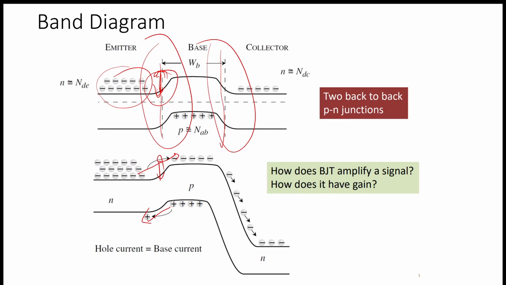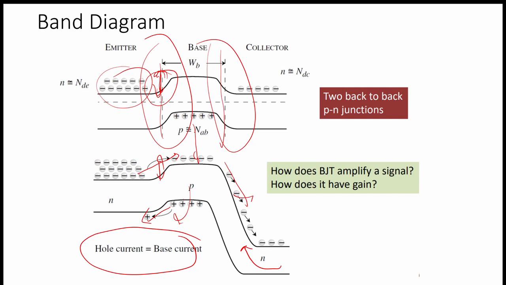Later we will see that the holes which are flowing are not coming from this side, but they are supplied from the base. This whole current is the base current, which is very small, and it is giving rise to a huge current in the collector, that huge collector current.